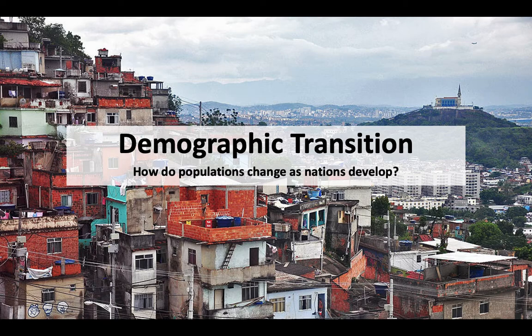This is the last video for Unit 3 on populations, and today we're going to talk about the demographic transition, which is a process that demographers use to describe what happens to a nation's population as they develop. As they grow and become more wealthy and more self-sufficient, we see a predictable change in their population.